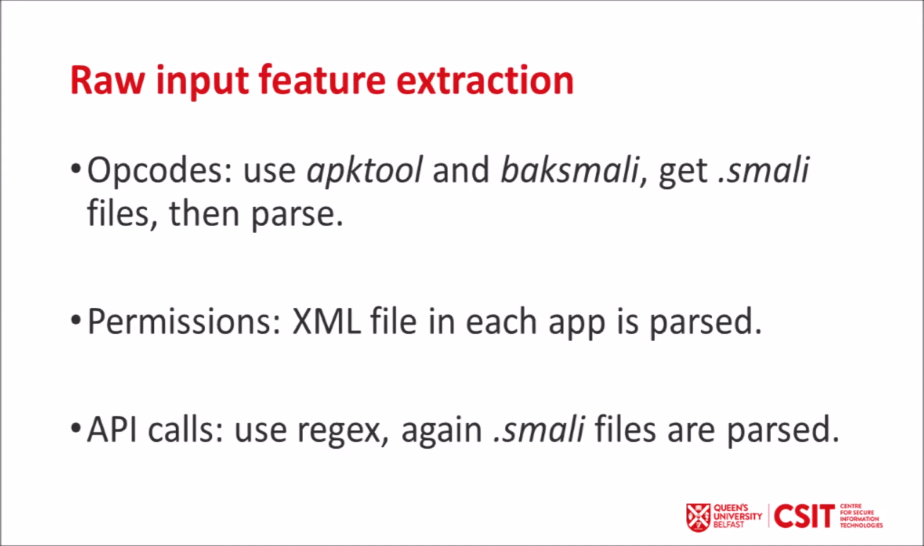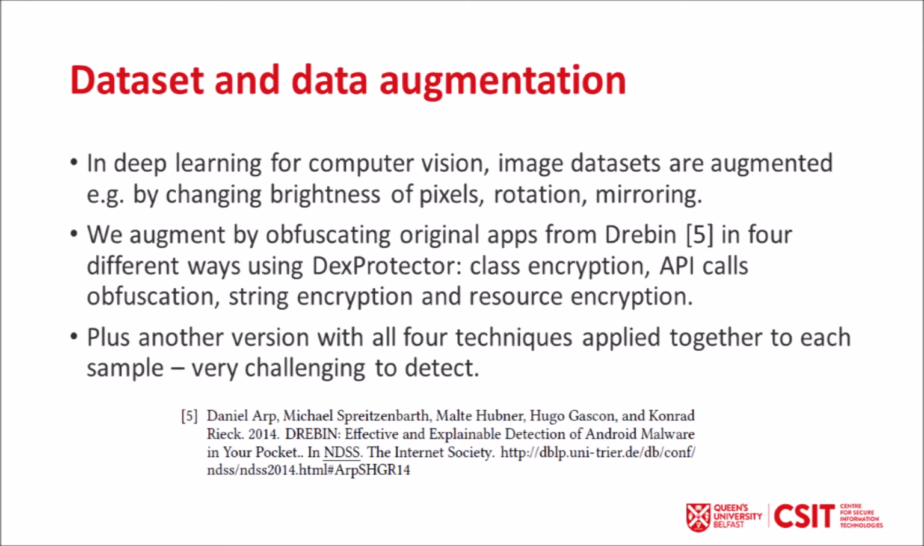So starting with the raw input features then, to get these, there are open source tools to reverse the Android apps. For the opcodes, we use APKtool and smali to produce .smali files. There is one per Java class, and these are parsed for the opcodes as per Android documentation. For permissions, each app has an XML file with the Android permissions the app requests. This can be parsed too. And for API calls, we again parse the smali files with a tool that uses regex.